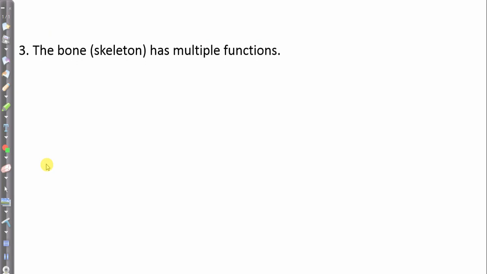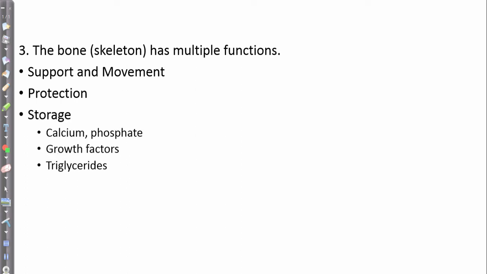I also want to touch on the fact that the bone, the skeleton here, has multiple functions. Again, most people would associate the skeleton with support and movement, and that's true. It also has a role in protection. The skull protects the brain. The rib cage protects the heart and lungs. The pelvic girdle protects the reproductive organs to some degree. So we do associate that with protection, but maybe some areas that may be less obvious, important roles that the skeletal system has.